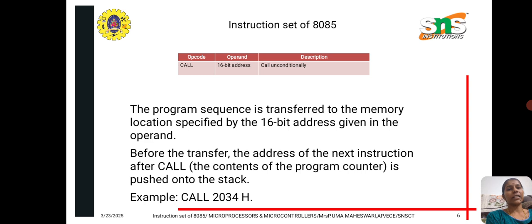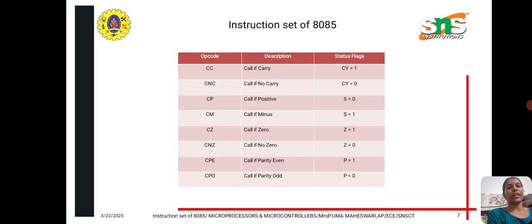The next instruction is CALL, and the operand is a 16-bit address. The description is call unconditionally. The program sequence is transferred to the memory location specified by the 16-bit address given in the operand. Before the transfer, the address of the next instruction after the call, the contents of the program counter, is pushed onto the stack. The example is CALL 2034H.